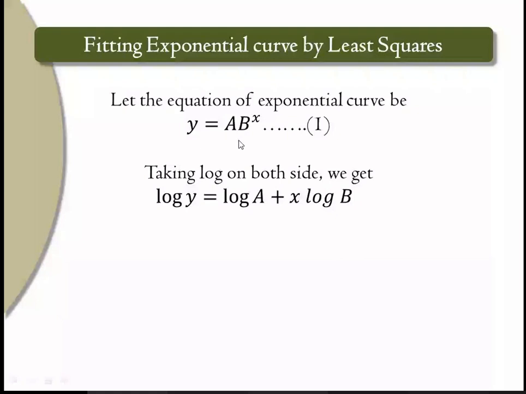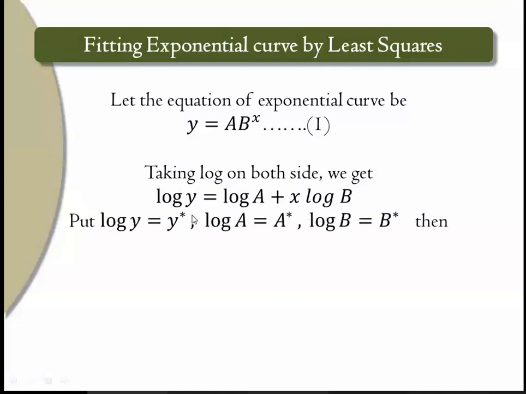Now, which terms are there in log? Let us use different notations for that. Log y, you can denote it by say y star, log a denoted by a star, log b denoted by b star. Just using some different notation for all log terms. Single terms, you keep as they are. Single x is there, you keep it as it is. So what happened? We get the equation y star is equal to a star plus log b as b star into x.